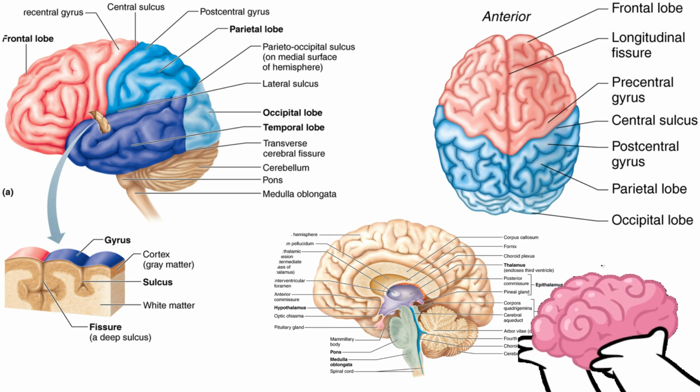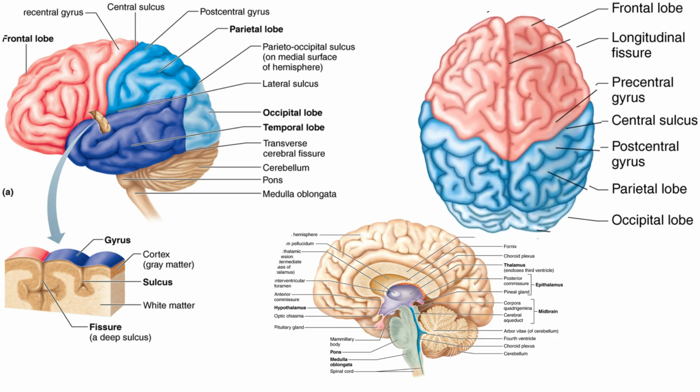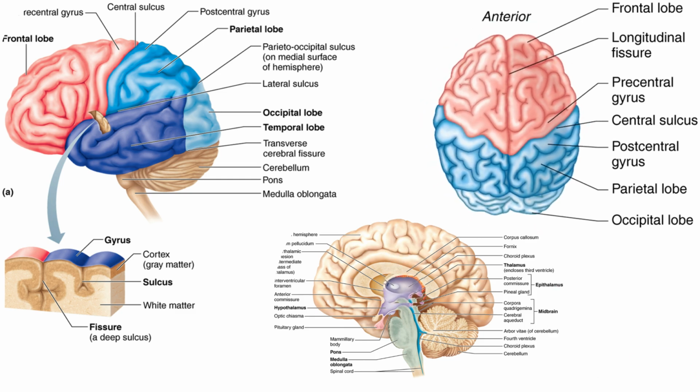To understand the brain's organization, we divide it into four major regions. First, the large cerebral hemispheres. Second, the centrally located diencephalon. Third, the brainstem, which consists of the midbrain, pons, and medulla oblongata. And finally, the cerebellum, located at the base, responsible for coordinating movement.